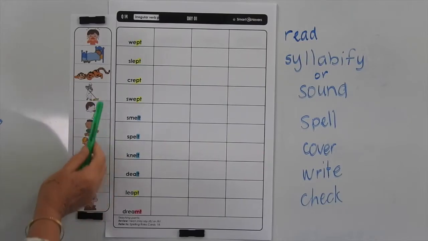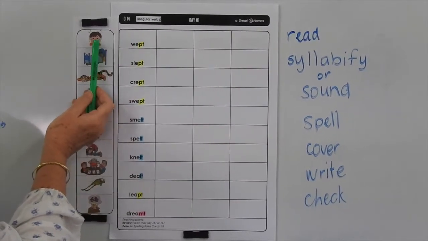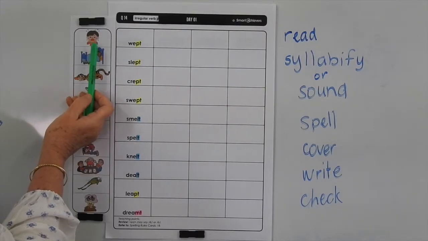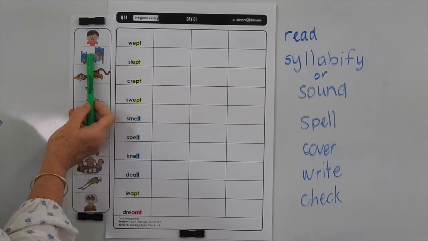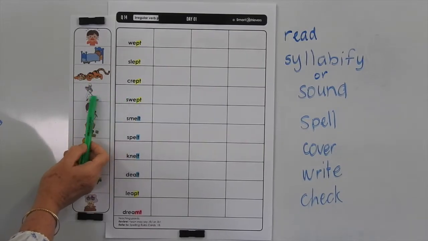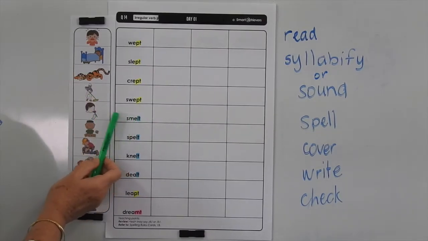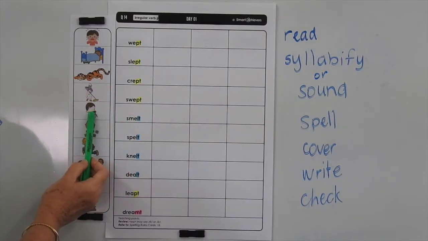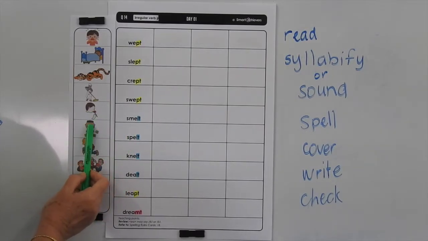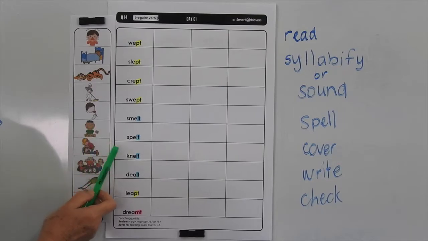Now what do these words mean? Well, wept means where you cry or you shed tears. Slept means that you take a rest, you're not awake. Crept means when you approach something slowly and without being noticed. Swept means where you clean with a broom. Smelt is where you smell a scent or odour through your nose. Spelt is where you name and write letters in a word correctly.